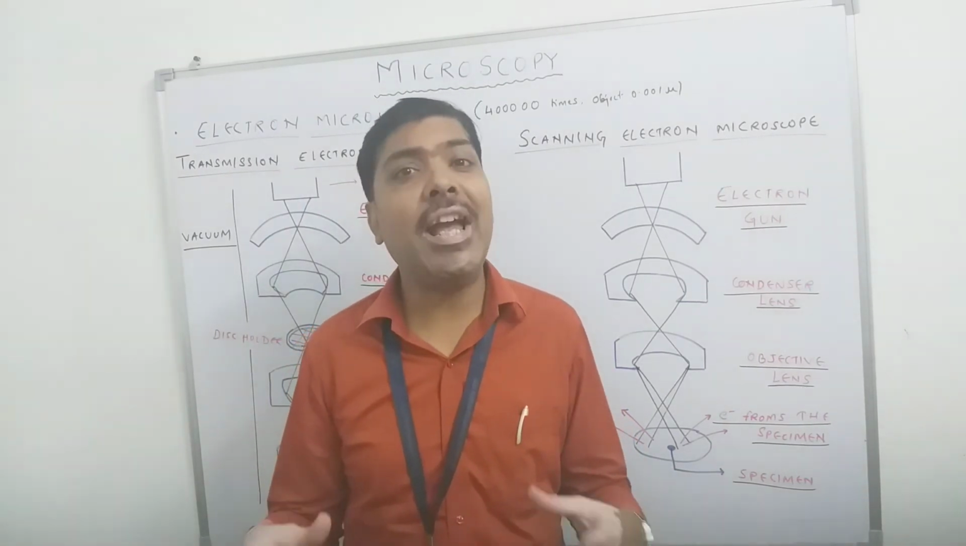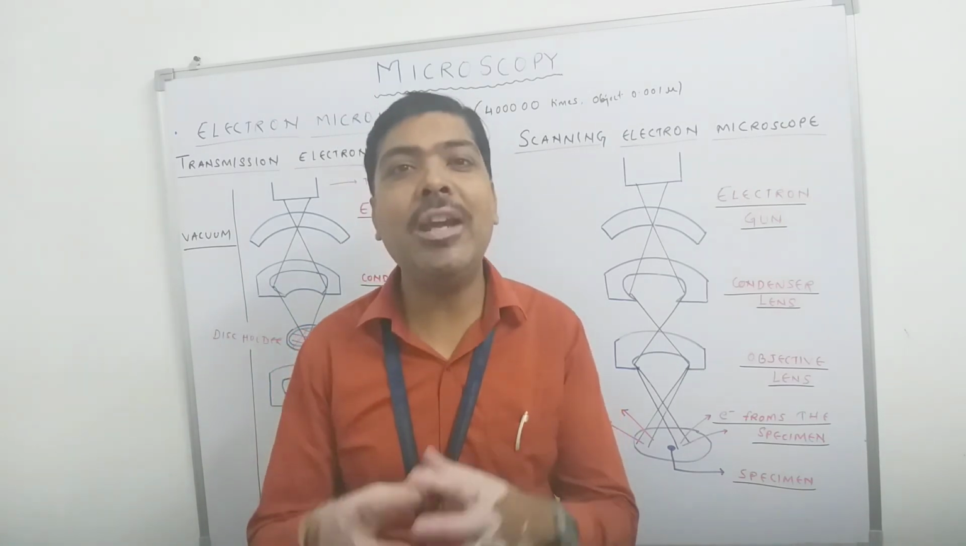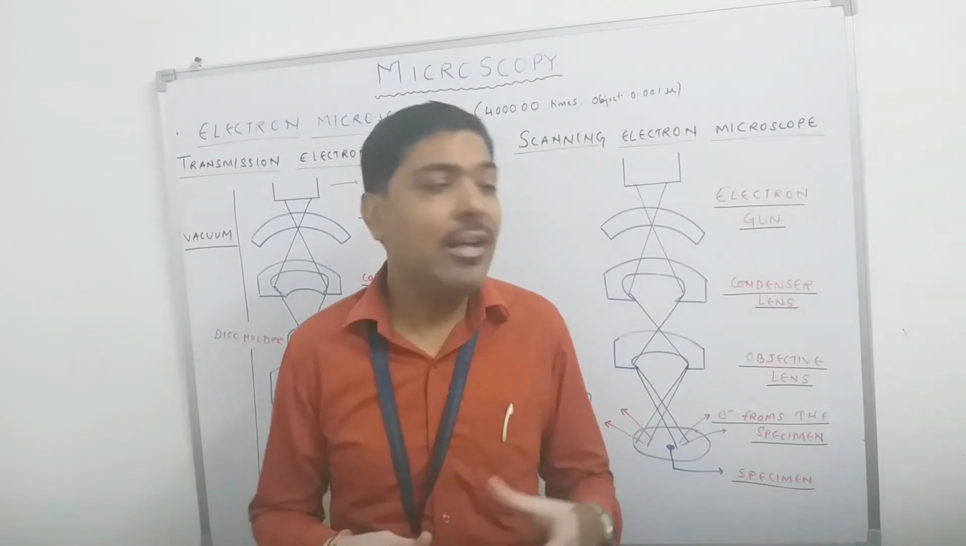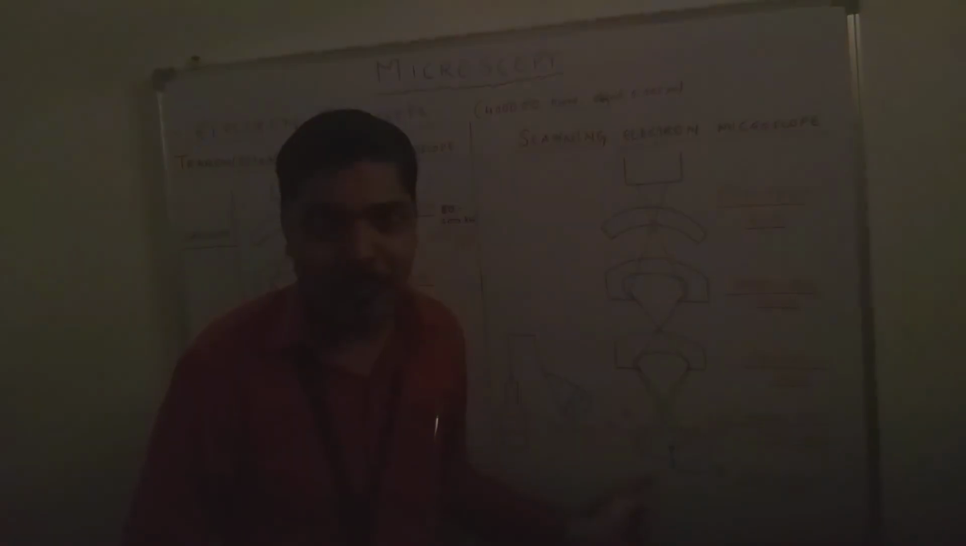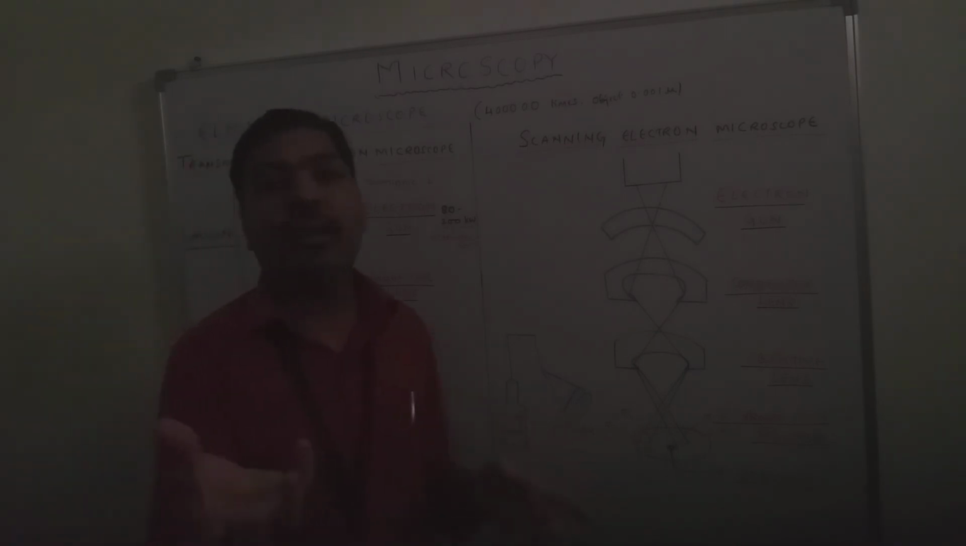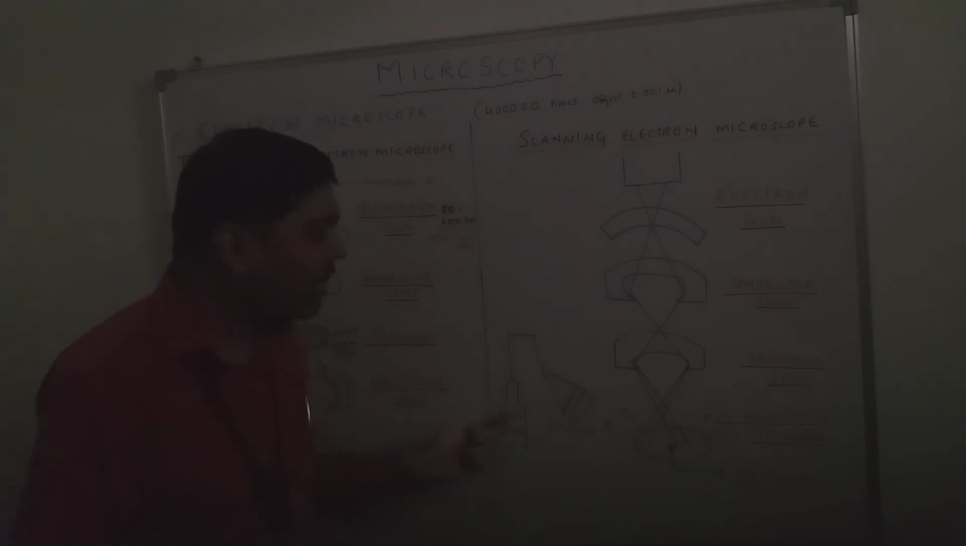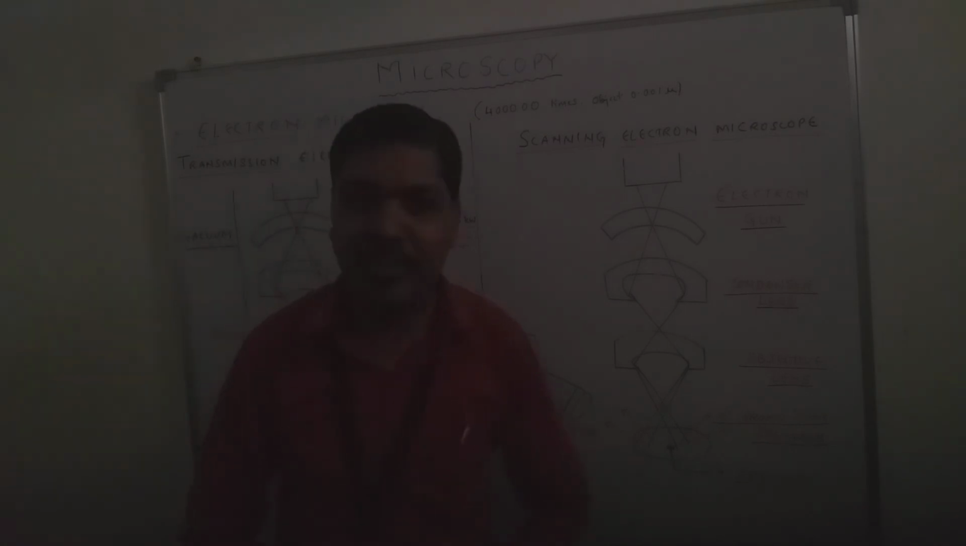If we want to see any object, the image will be constituted with the help of these secondary electrons. As you can see in this diagram, a detector is available, and that detector captures these secondary electrons. The detector is connected with the video screen, and that forms an image of the object. Whatever electrons are reflected from the object are collected by the detector, and once these electrons are collected, they form the image in scanning electron microscopy.